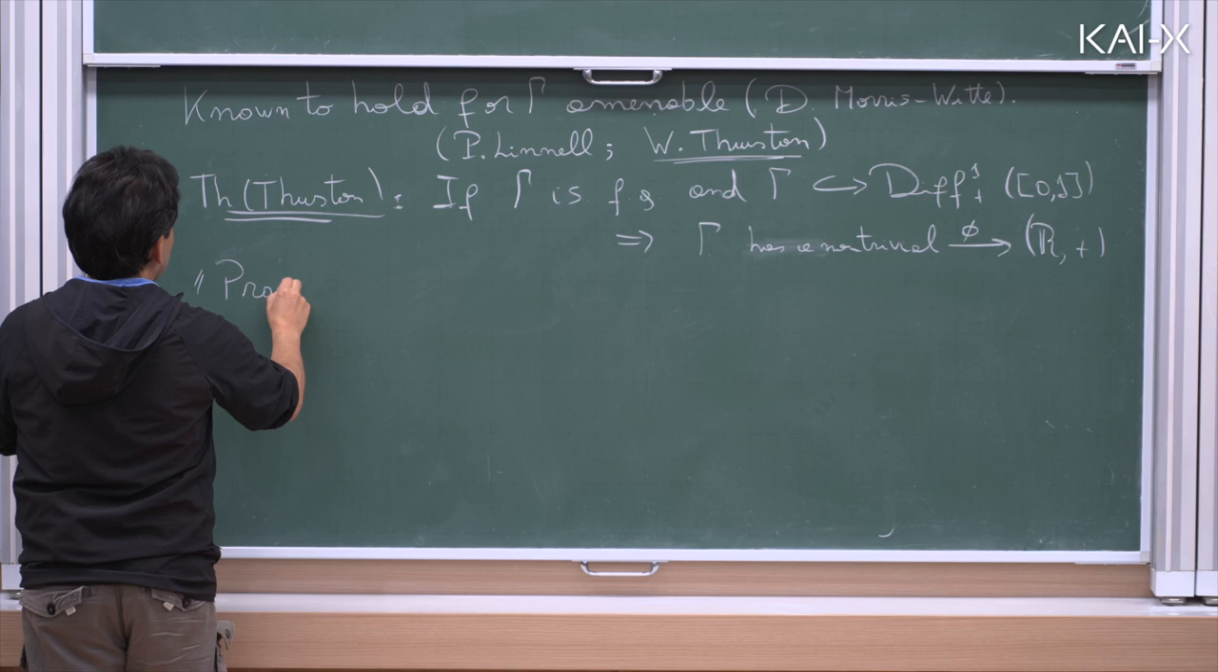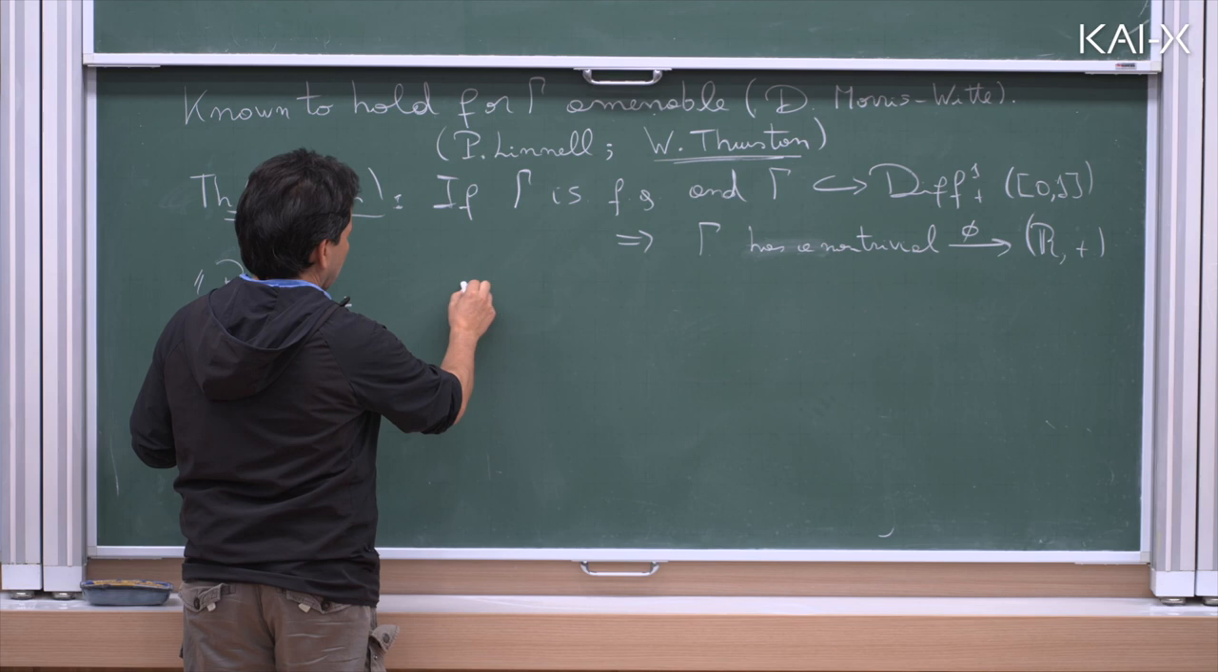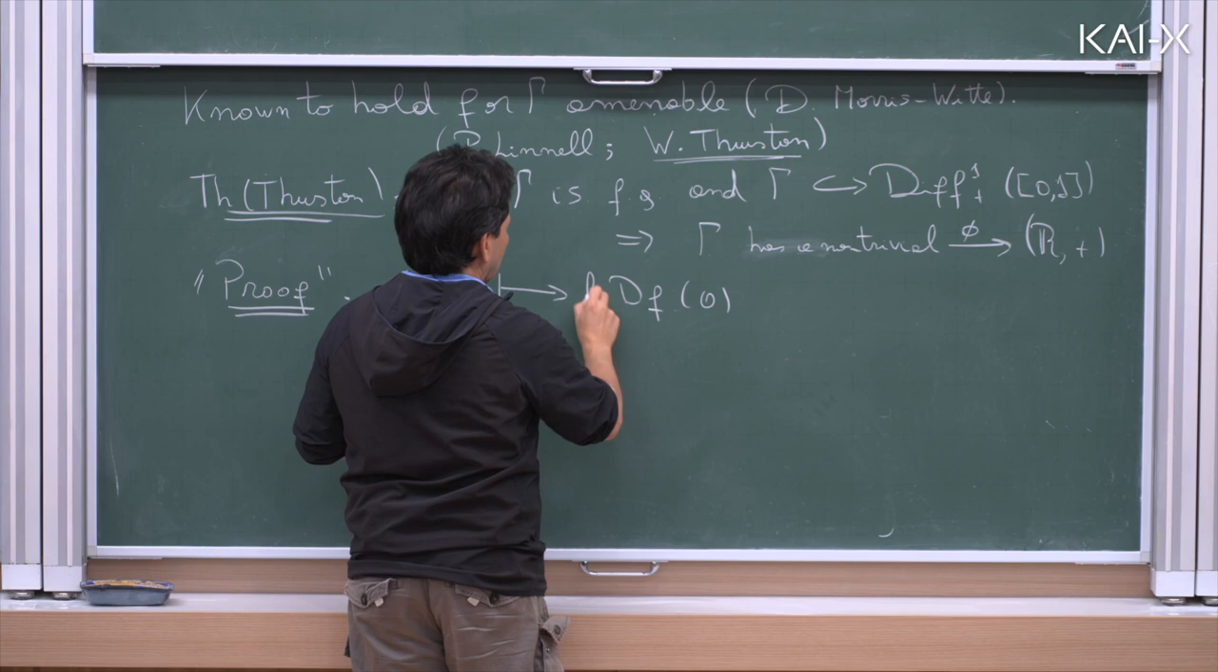Let me just give the proof of this, because this is really brilliant. So I love this proof. This is one of my favorite proofs in mathematics, because this is so smart. So the proof is just taking derivatives, of course, because you have a group of diffeomorphisms, you would like to take derivatives. So there is an obvious homomorphism, which is take an element in the group, and you look at the derivative at the origin, and you look at the logarithm of this. And because of the chain rule, this is a group homomorphism.